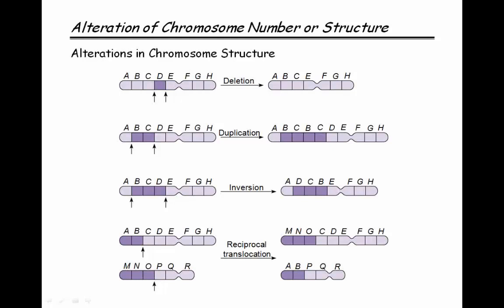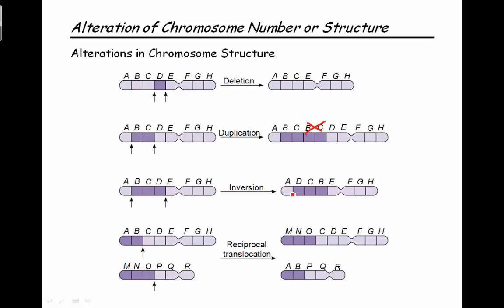The next one, the duplication, results in extra information on the chromosome. Now, many times the cell will be able to just kind of turn off that extra area, similar to what we did with the X inactivation, and maybe that's not going to present a problem at all. In any case, we're not missing any information. The inversion, we're just getting an area turned around in the other direction, so everything is still present.